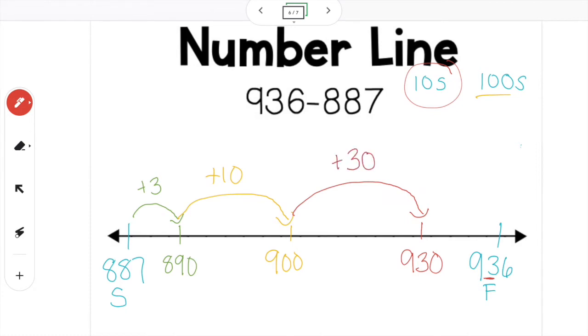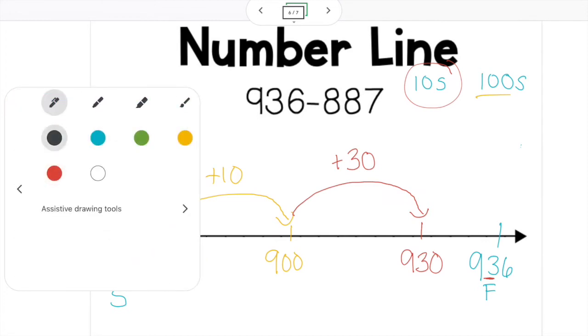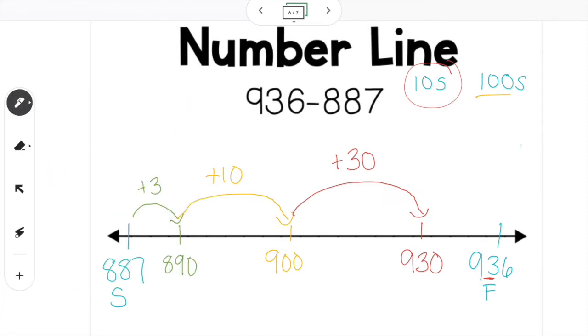Okay? And finally, I need to get, do black this time. I need to get from 930 to 936. So that is going to be plus 6 jumps. Okay? But I'm not done yet.